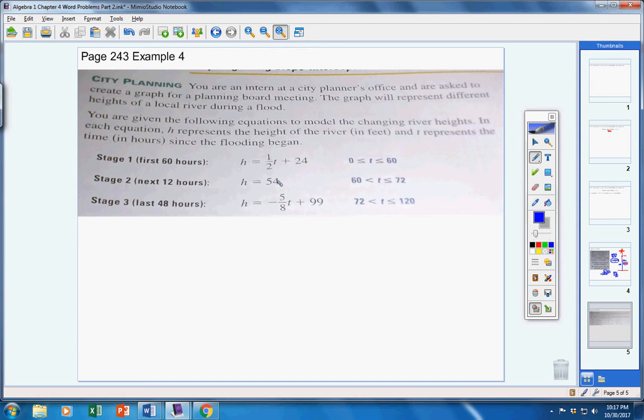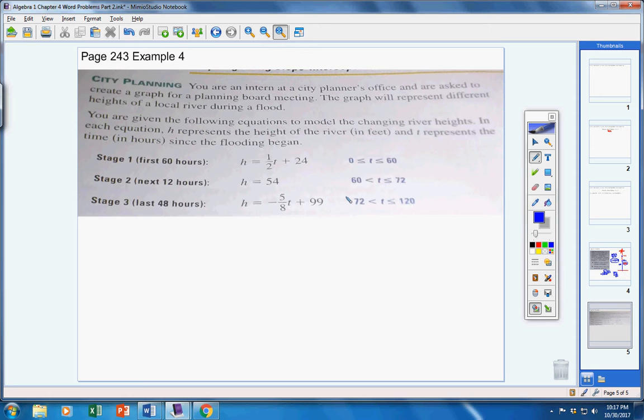Example number 4, okay. Now this is a pretty tough problem, so really pay attention, okay? You are an intern at a city planner's office, and you are asked to create a graph for a planning board meeting. They want the graph to represent different heights of a local river during a flood. You are given these examples to model the changing river's heights as it rises, and then the rain stops and it goes down.